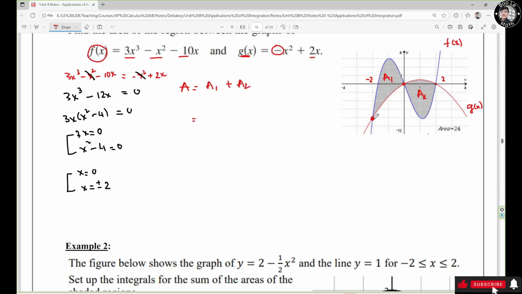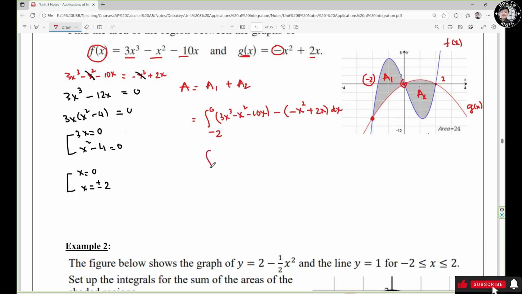Now A1 is the integral from negative 2 to 0 of the blue one subtract the red one, the upper one subtract the lower one, because this is the integral with respect to s, keep that in mind. So it's going to be f of s subtract g of s, which is 3s cubed minus s squared minus 10s, subtract negative s squared plus 2s ds. Now, plus A2.